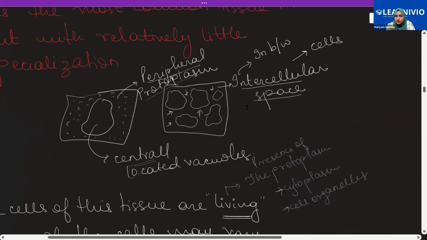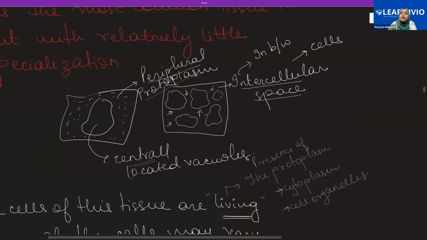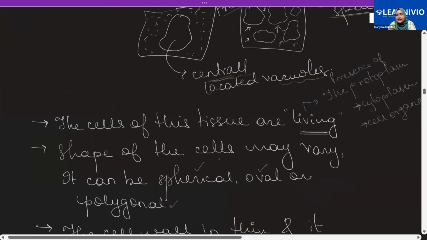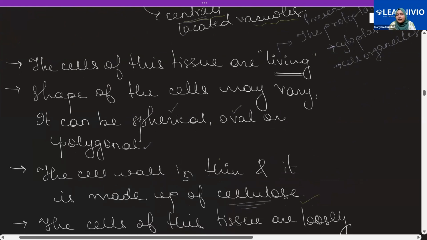Now, this is what the structure of the parenchyma looks like. It has a very big vacuole in the center, and it has a lot of spaces around the cell. So there are many intercellular spaces. So let us see the characteristics of parenchyma.